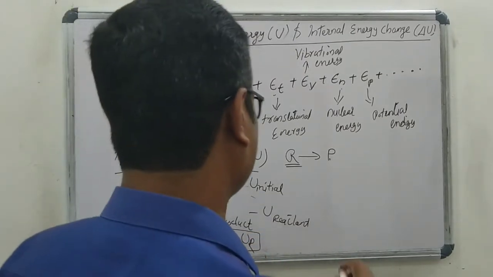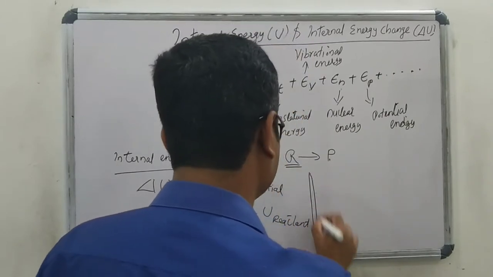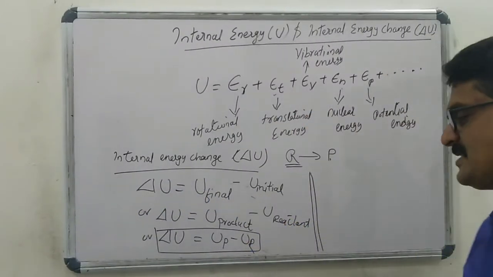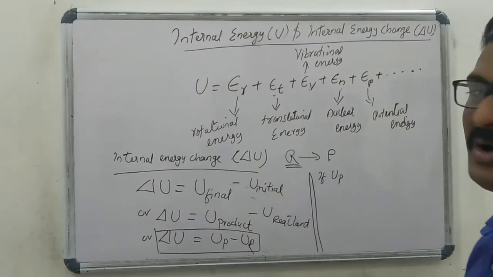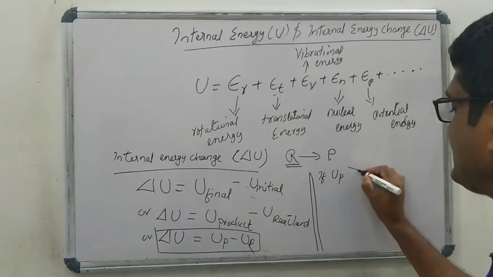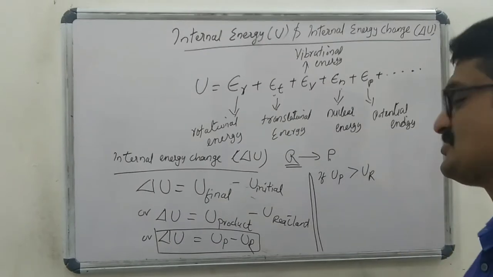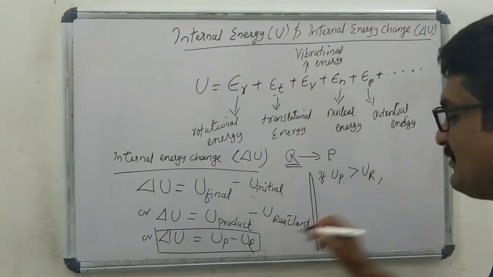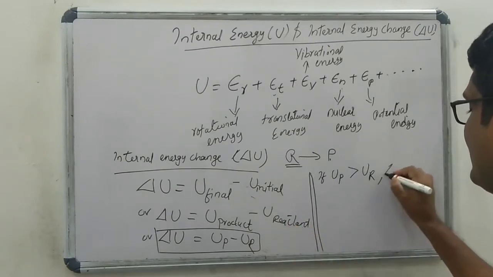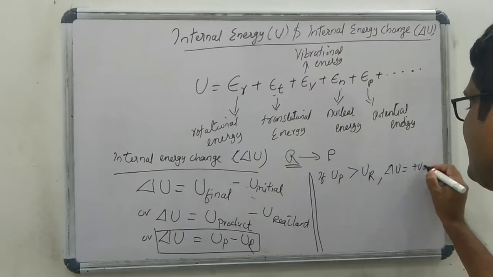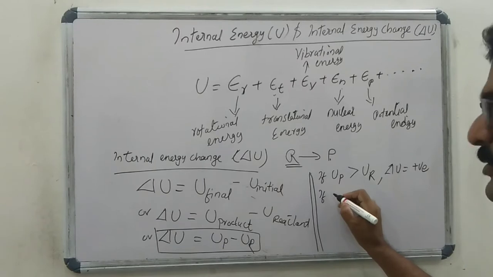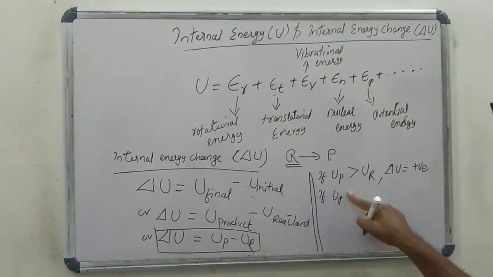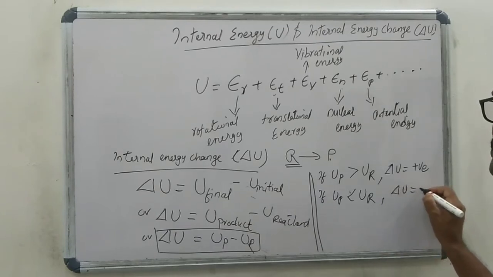Okay, then the next point, please listen. If UP, the internal energies of the product, is greater than the internal energies of the reactant, then the value of delta U, the internal energy change, becomes positive. Okay, then if the internal energy of the product is less than the internal energy of the reactants, then delta U becomes negative. Very, very important point.